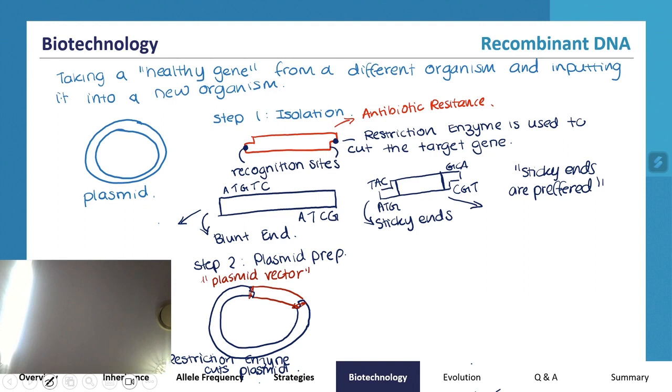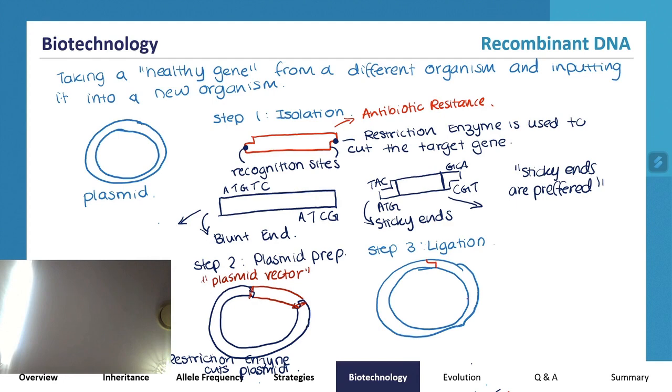Step number three is... Oh, I don't know why it's light blue. Sorry, I wanted it to be the same blue as before. Step three is ligation, where the isolated DNA and the prepared plasmid are now combined. So here's our original plasmid. On this section is the start of the target gene, oh sorry, on this section is the end of the target gene. DNA ligase, which is another handy enzyme, glues the two of them together to make sure they're super snug.